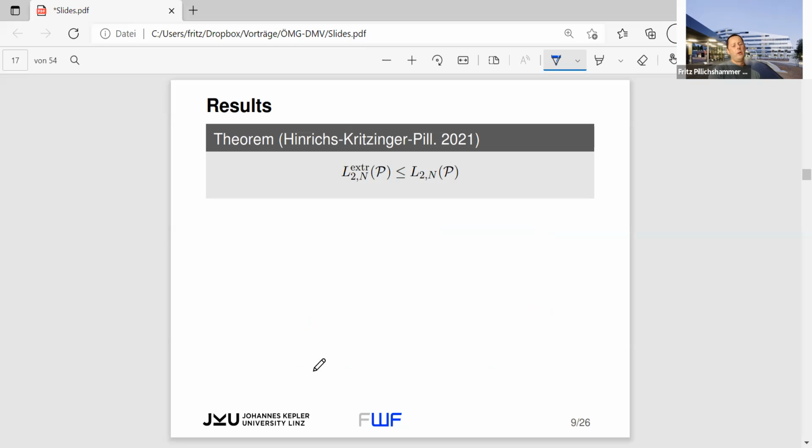And now we come to one of our first results. Remember, I already mentioned that it's obvious that the L2 extreme discrepancy is dominated by the L2 periodic discrepancy. A similar result is true for L2 extreme and L2 star discrepancy. The L2 extreme discrepancy is also dominated by the L2 star discrepancy. So from the three notions of L2 discrepancies, the L2 extreme discrepancy is the smallest one.